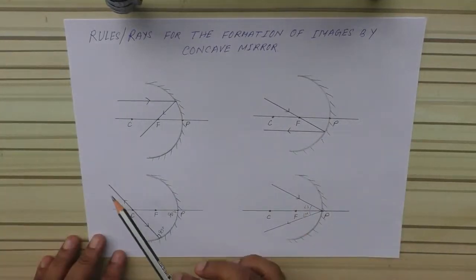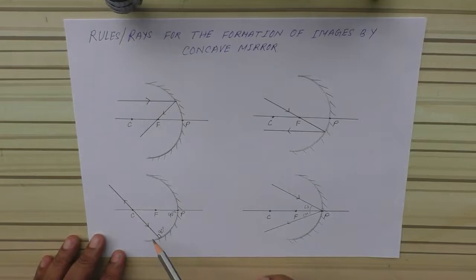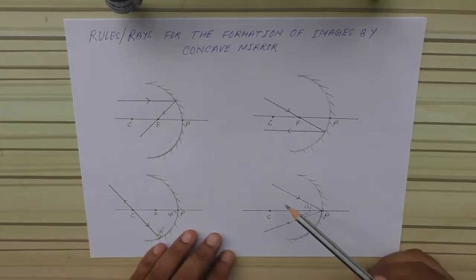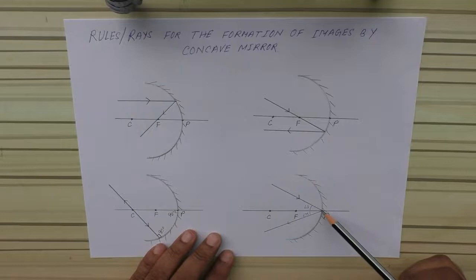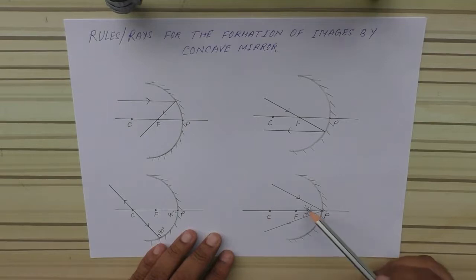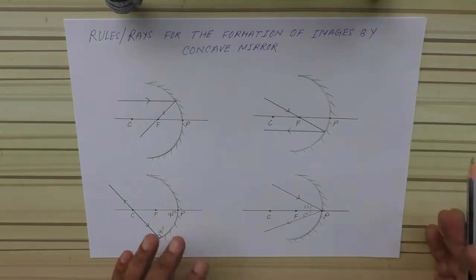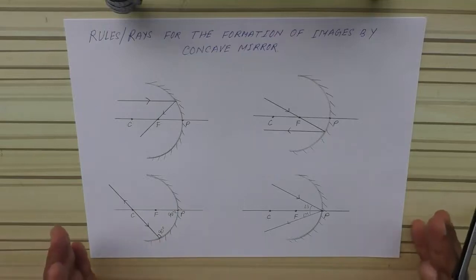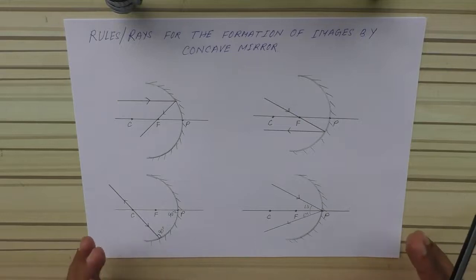Third one: if a ray of light is incident after passing through the center of curvature, this ray of light is incident normally, so it retraces its path. And the fourth one: if a ray of light is incident at the pole, it will reflect symmetrically such that the principal axis behaves as the normal and the angle of incidence is equal to the angle of reflection. So these are the 4 rules for formation of images by a concave mirror.